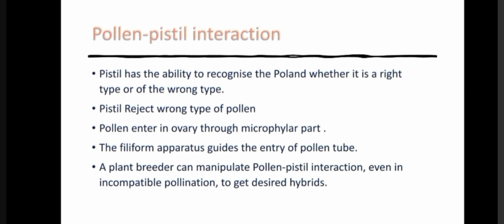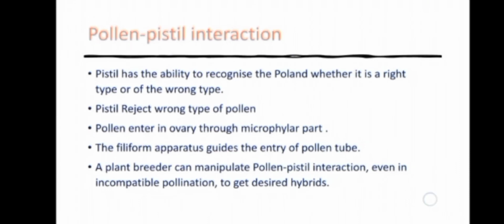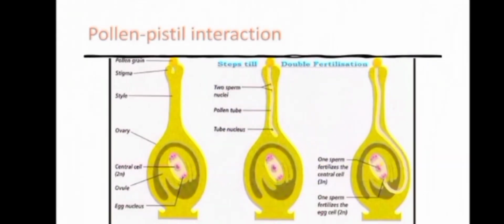If the pollen is incompatible, then the pistil rejects the pollen by preventing pollen germination on the stigma or pollen tube growth in the style. The pollen tube, after reaching the ovary, enters the ovule through the micropylar or chalazal end and then enters one of the synergids through the filiform apparatus. The filiform apparatus present at the micropylar part of the synergids guides the entry of the pollen tube. And here we have some diagrams of pollen pistil interaction.